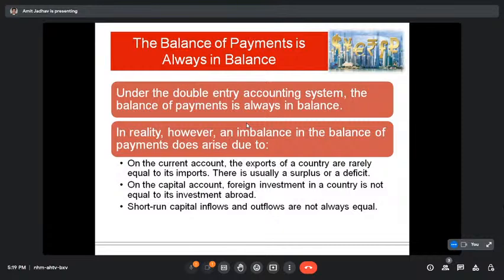On the current account, it is rare that the exports of a country are exactly equal to its imports; there is usually a surplus or deficit. In reality, we can't say that in the current account a country's exports always equal its imports. Sometimes exports are greater than imports, or sometimes they are smaller than imports. So the country usually has a surplus or deficit current account.